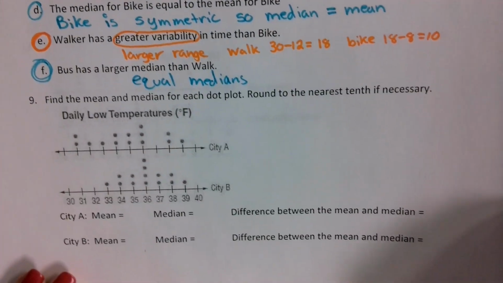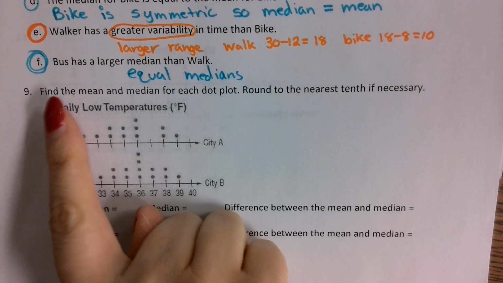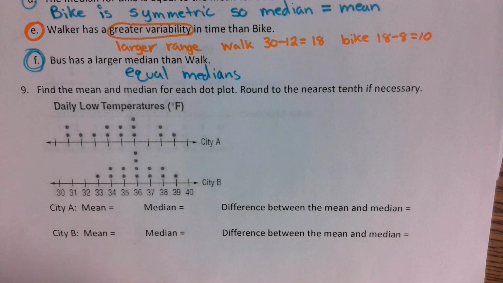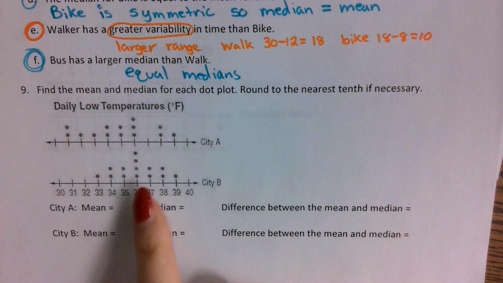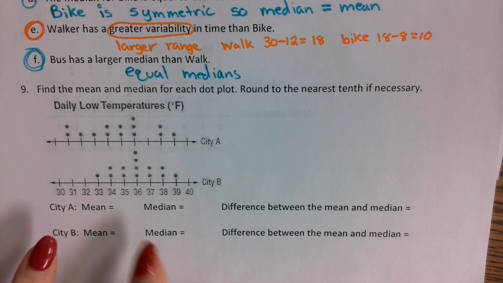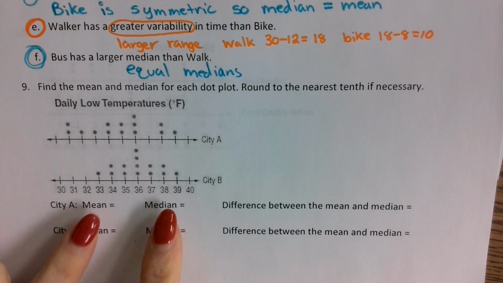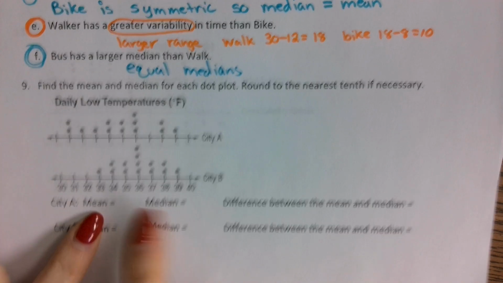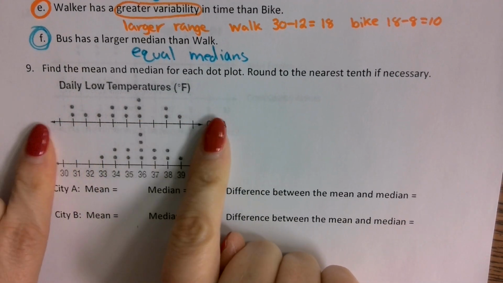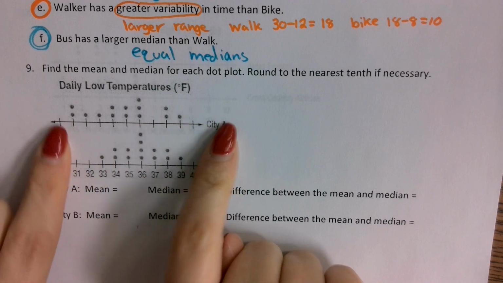All right, let's take a look at problem number 9. Problem number 9, we want to find the mean and the median for each of the dot plots, and we're going to round it to the nearest tenth. Okay? Find the mean and the median for each of the dot plots and round it to the nearest tenth. So I want you guys to go ahead and calculate the mean and the median for city A only. Just focus on city A.